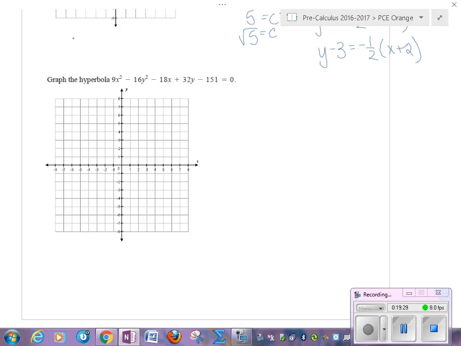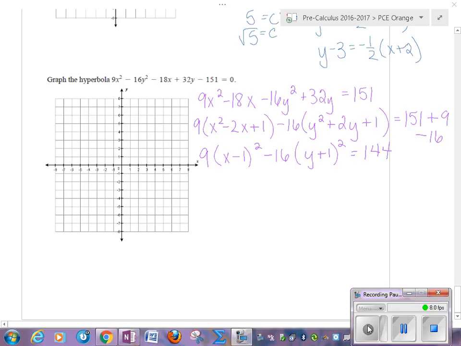So what I want you to do right now is go ahead and pause your video, and I want you to complete the square twice, once with your x's, once with your y's. And when you're done with that and you've completed the square, you can go ahead and replay or play your video and check to see if you completed the square correctly.